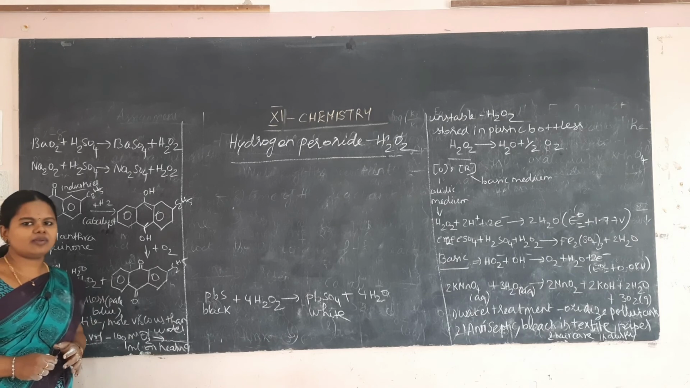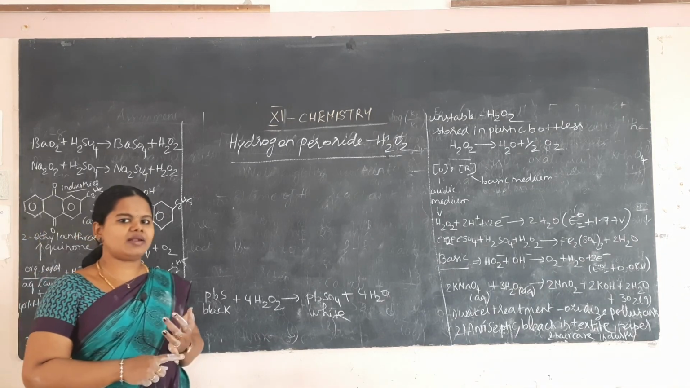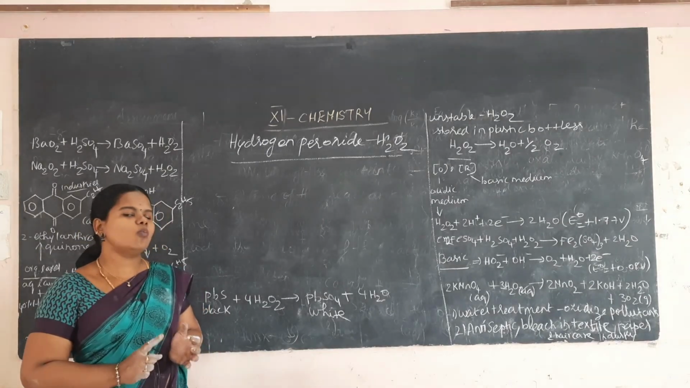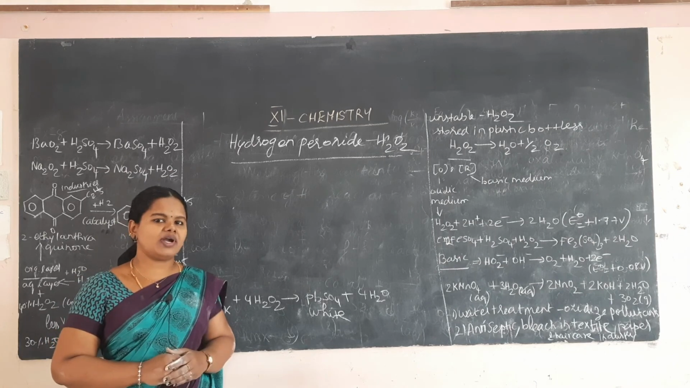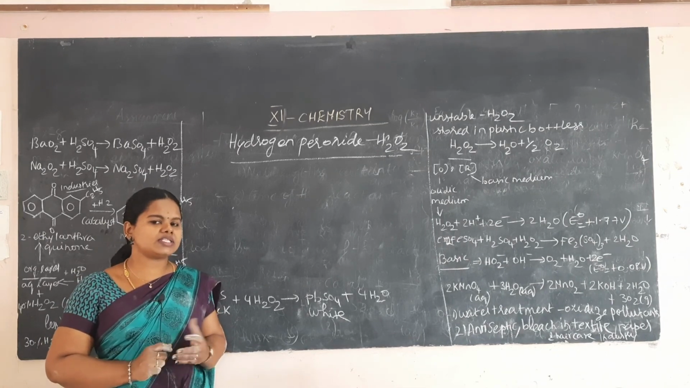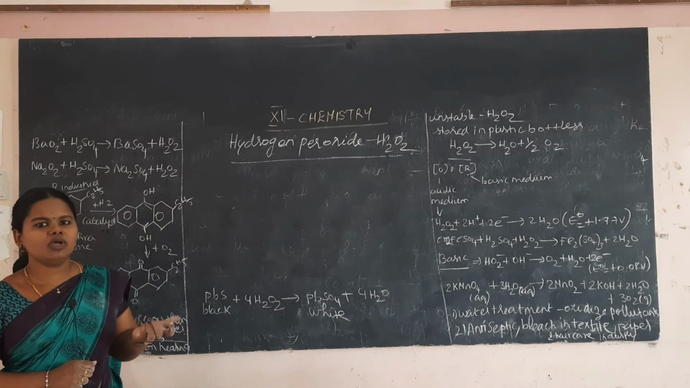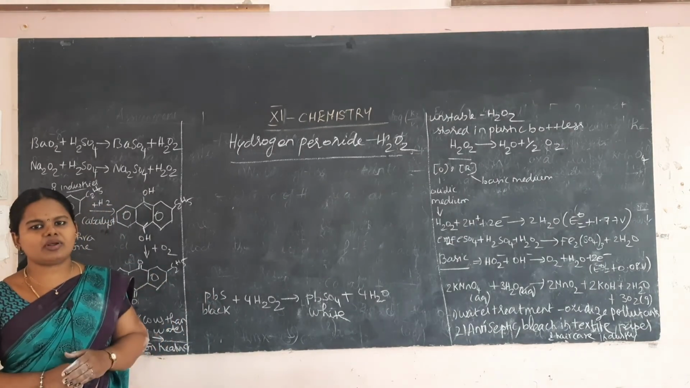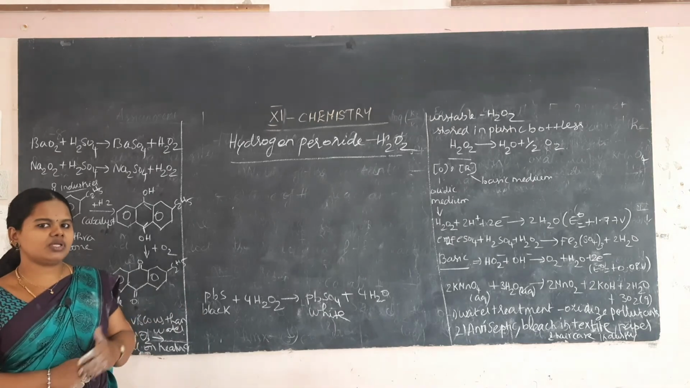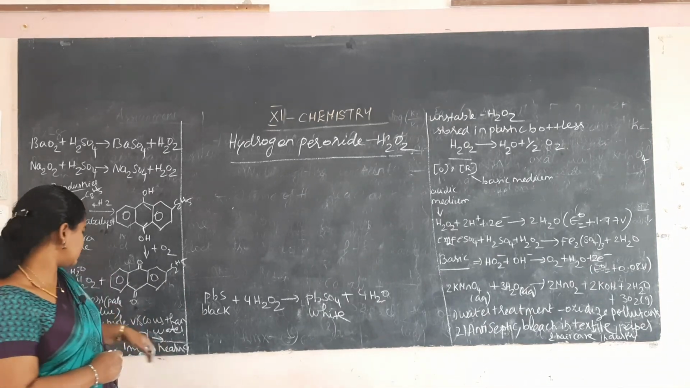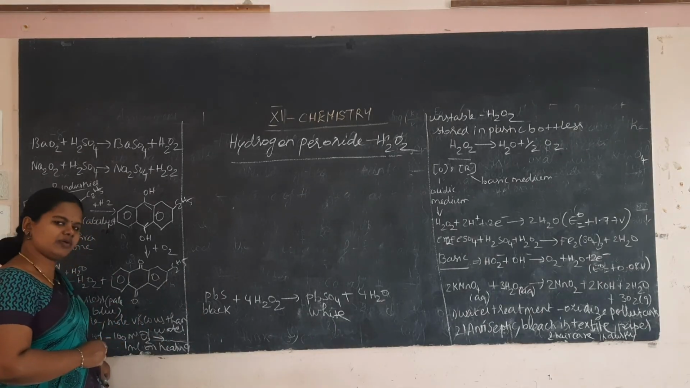And what are the physical properties of hydrogen peroxide? It is colorless, less volatile, more viscous than water, and looks pale blue. Then 30% hydrogen peroxide is sold by scientific industries as 100 volume.